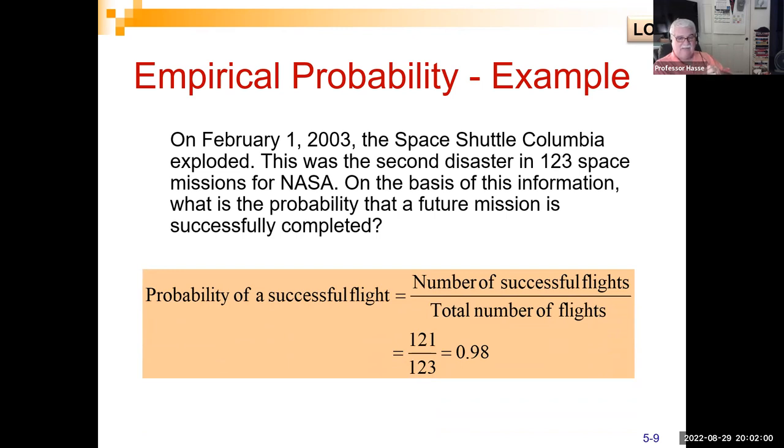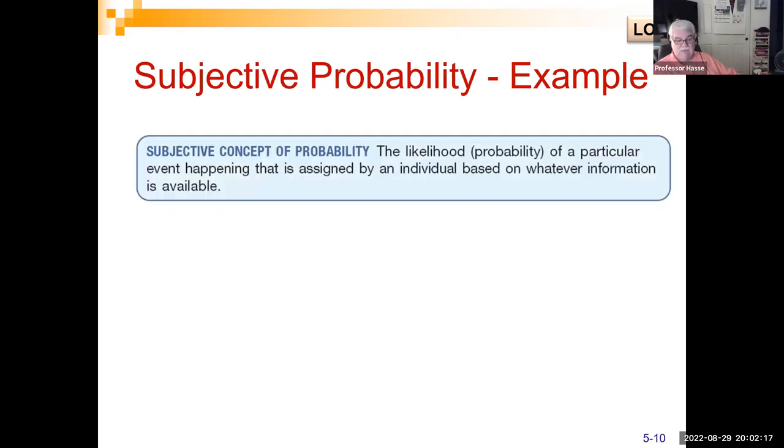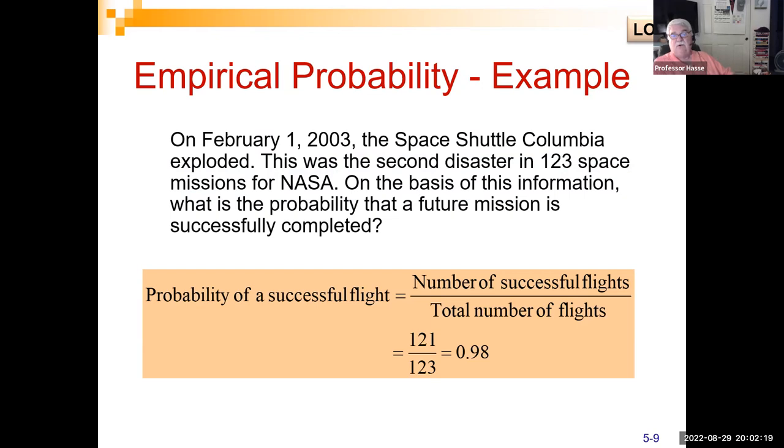And not to make light of that, I'm not trying to be funny, but it does happen. You will every now and then have an accident. But the probability is pretty good in the favor of having a successful one because there's been 121 prior missions out of 123. So that's an example of empirical probability.